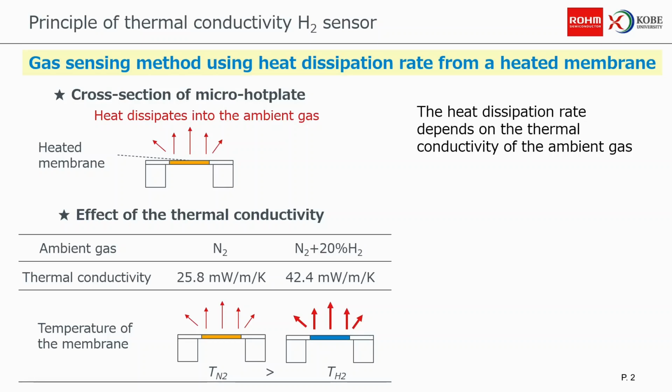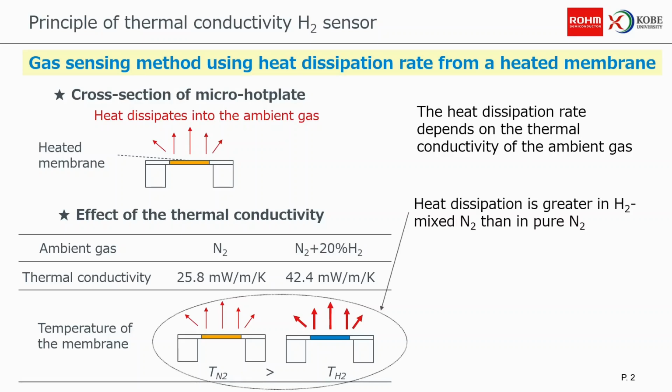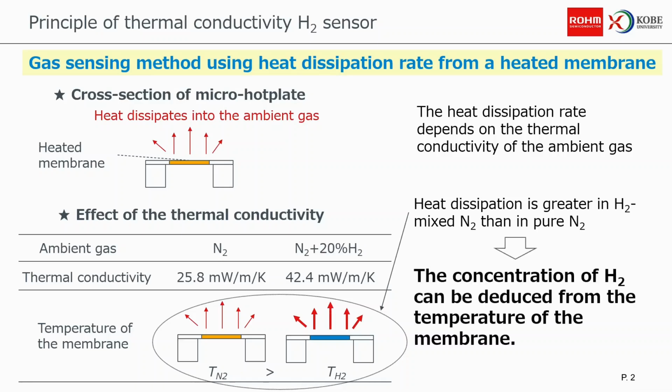This table shows the effect of the thermal conductivity. The thermal conductivity of pure N2, nitrogen, is lower than that of hydrogen, so if the hydrogen is mixed in the nitrogen, the thermal conductivity increases. The heat dissipation rate is greater in hydrogen mixed nitrogen than in pure N2, so the membrane temperature is lower in hydrogen gases. So the concentration of hydrogen can be deduced from the temperature of the membrane.